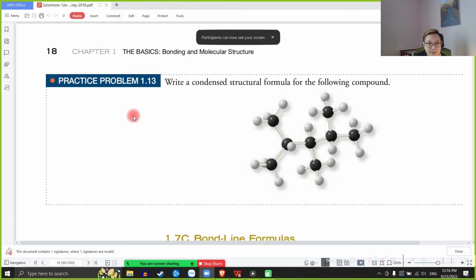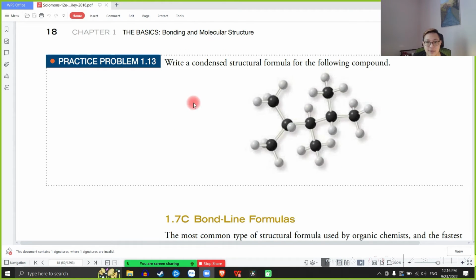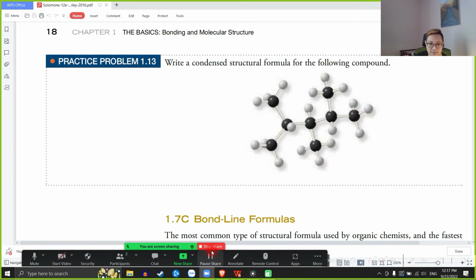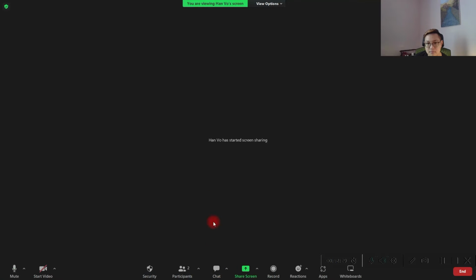Okay, so you have a compound at practice problem 1.13, and you have to write a condensed structural formula for the following compound. Please look at it carefully, because sometimes bold structure can be difficult. How about you take a snapshot and then you try to write. The C is the one that is black, and all the others are just hydrogen. Okay, take a snapshot. Okay, now you can share.